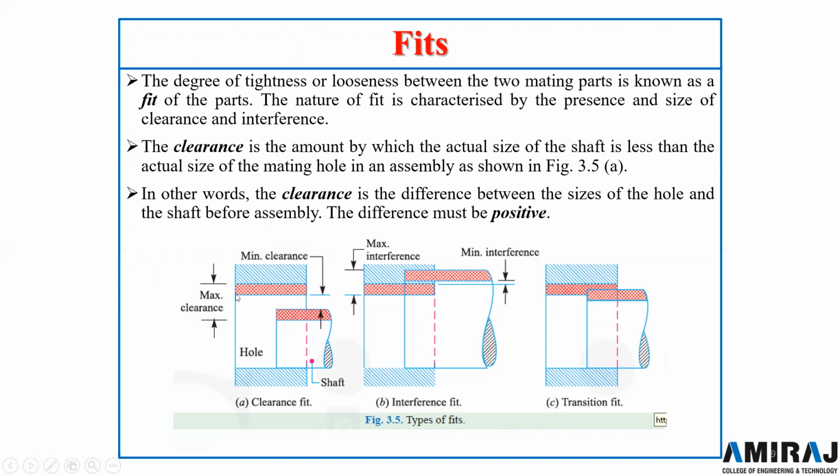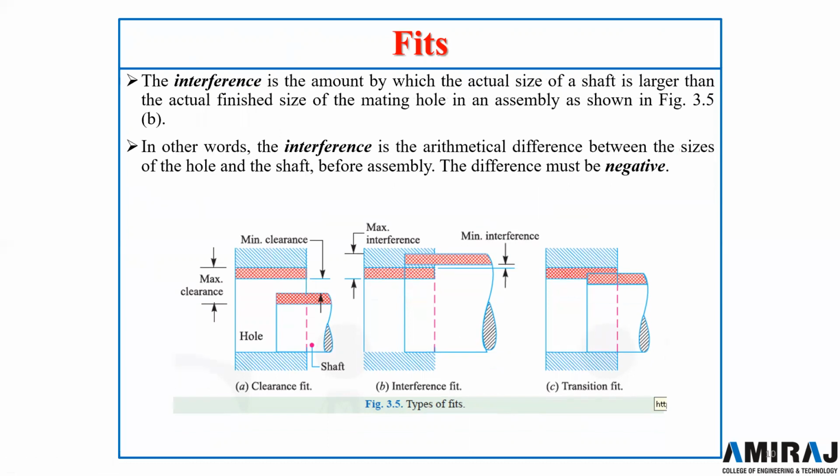So the difference between the hole size and shaft is known as the clearance. This clearance must be positive. You can see the clearance will always be positive, and it should be positive. Otherwise it will turn into another type of fit. This is the first, the clearance fit. Now we will see what is interference fit.